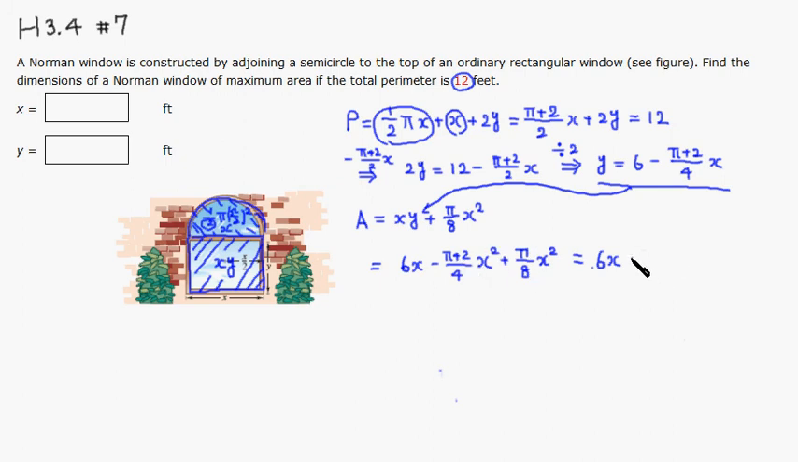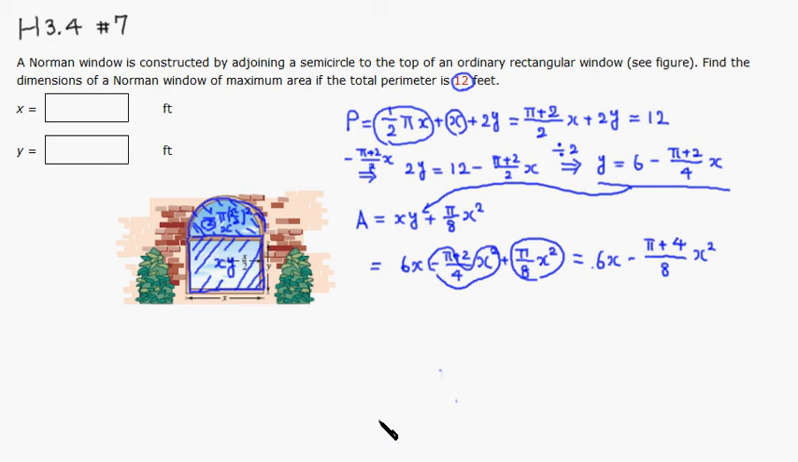So it's going to be negative, just the pi over 8. By combining this term with negative pi over 4 x squared, we still have negative 2 over 4, which is the same thing as negative 4 over 8. So it's negative (pi plus 4) over 8 x squared. Just combining these two terms, we get that.